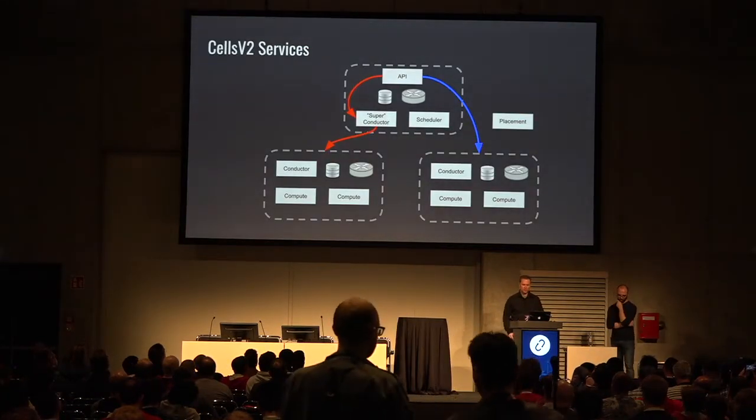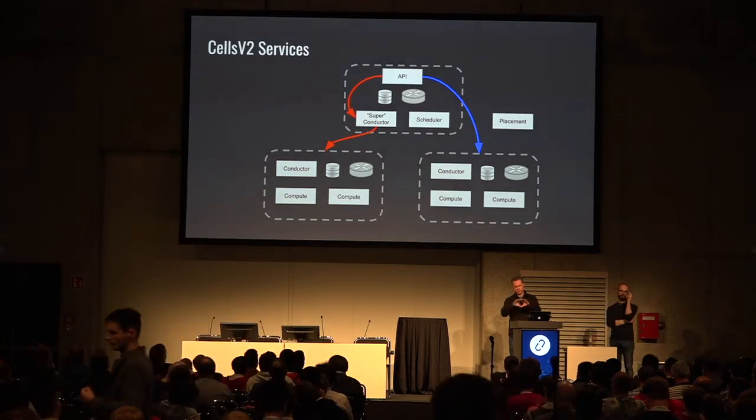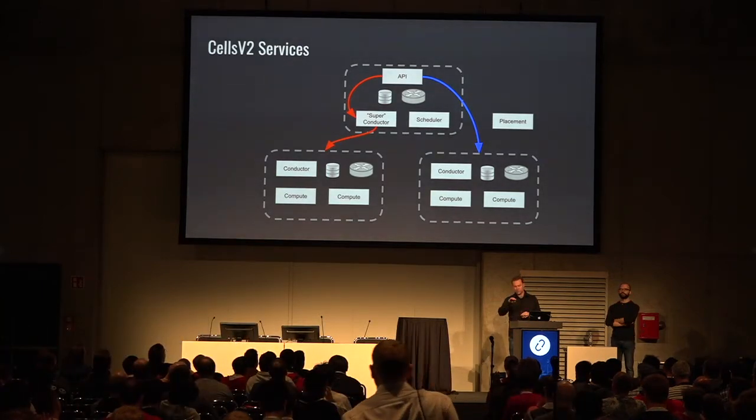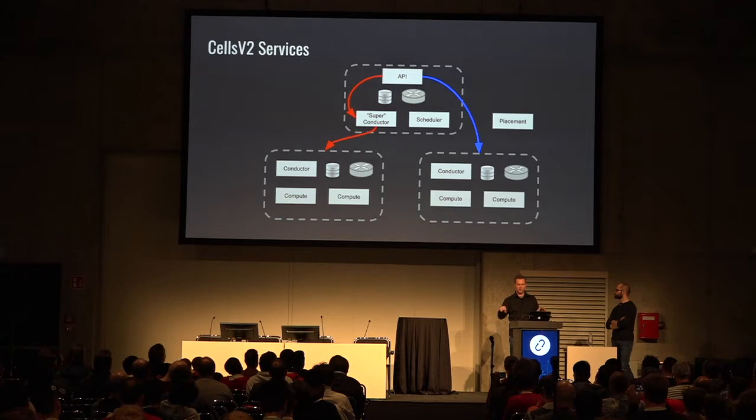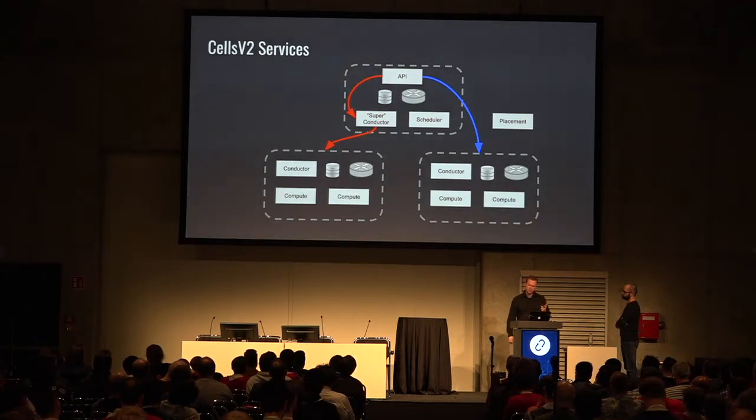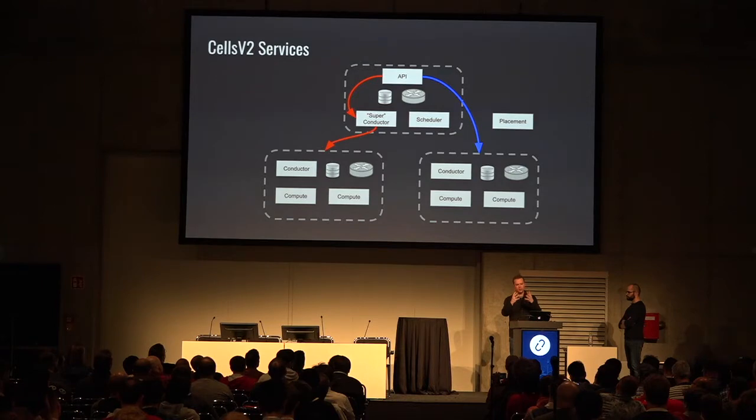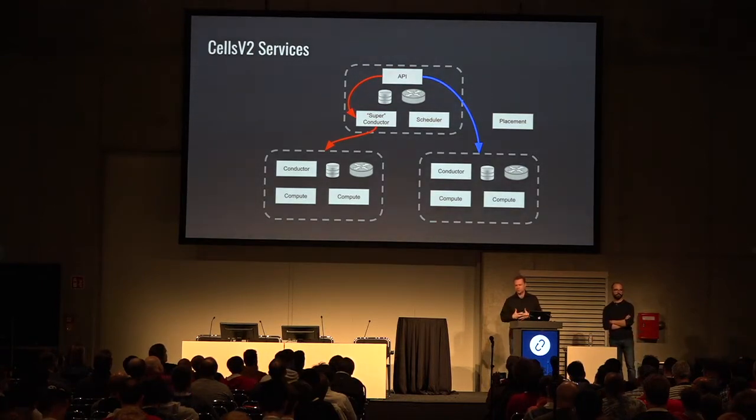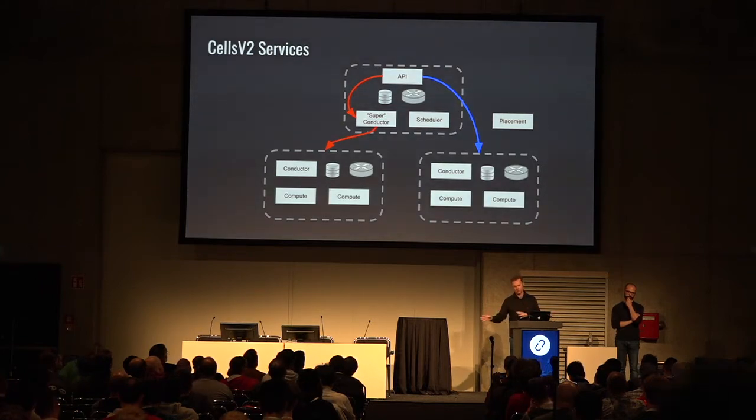So in V2, this is what your services look like. You've got a top layer of services, your control services. You've got your API nodes, your scheduler, it talks to placement. Those services all have a global view of the whole deployment, and they know how to talk to the pieces. There's still a database at the top, but it's not the database that we had in V1. So it's not an aggregated view of all of the data in the deployment squashed into one thing. It's really just data that is global to the deployment, so flavors and things like that, as well as some mapping information to know where an instance was, whether it was in this cell or that cell.